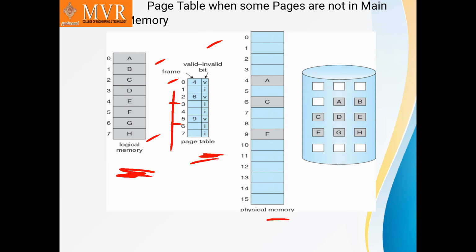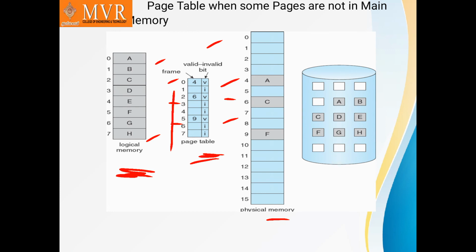See here, 4 is valid and in page 1 there is no data, so it is invalid. In page 2 it has 6, then it is valid. In page 3 there is no data, it is invalid. In page 4 there is no data, it is invalid. In page 5 it has the data 9, so it is valid. In page 6 there is no data. In page 7 there is no data, so we put I.